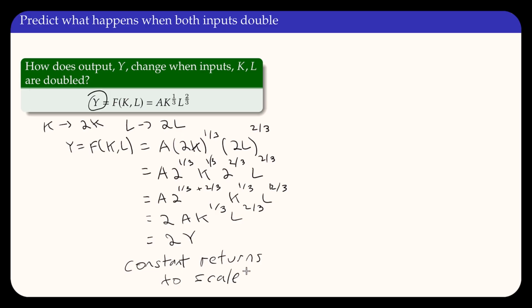Don't confuse this concept with diminishing marginal returns. Right? The marginal product of capital said that there was diminishing marginal returns to capital. That's why capital was in the denominator before. But this is about returns to scale. Right? If we increase both capital and labor by the same proportion, we can increase output at the same proportion as well.